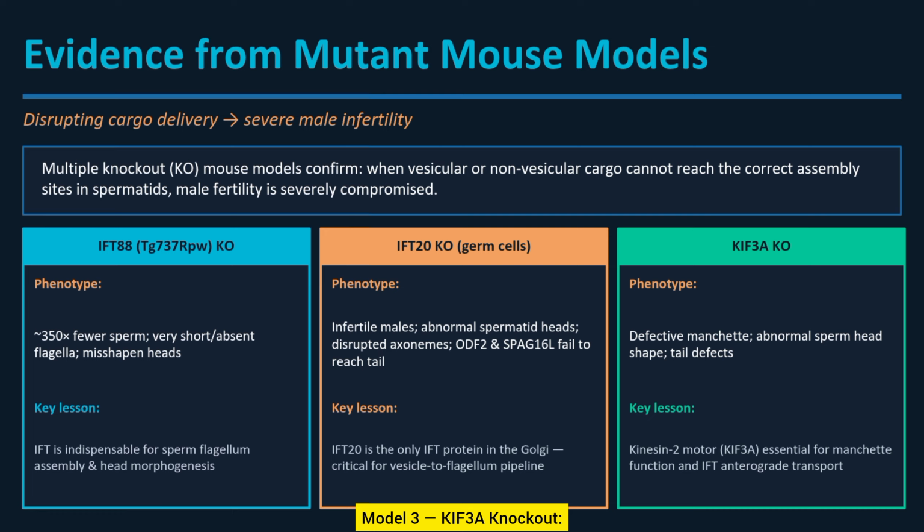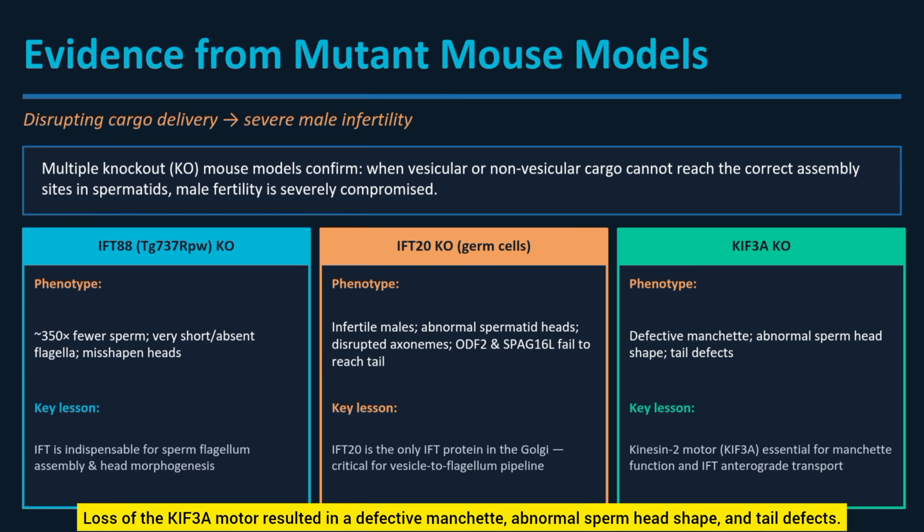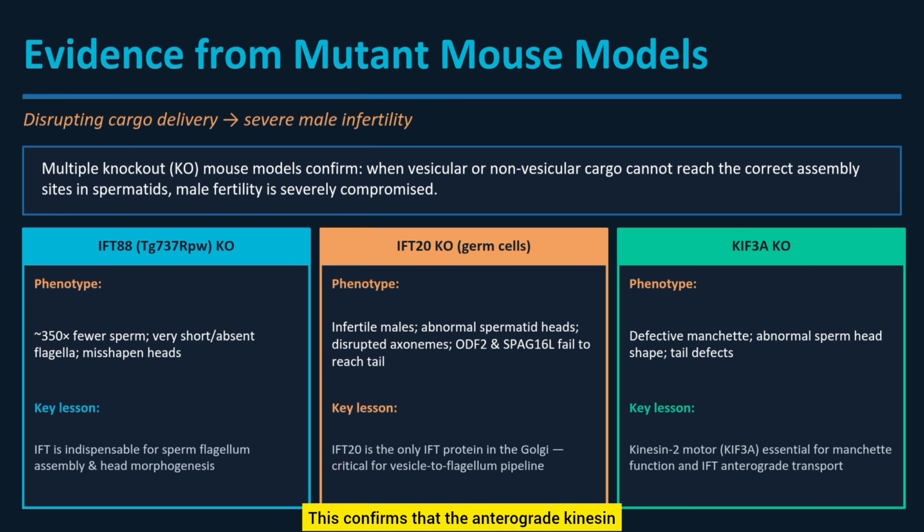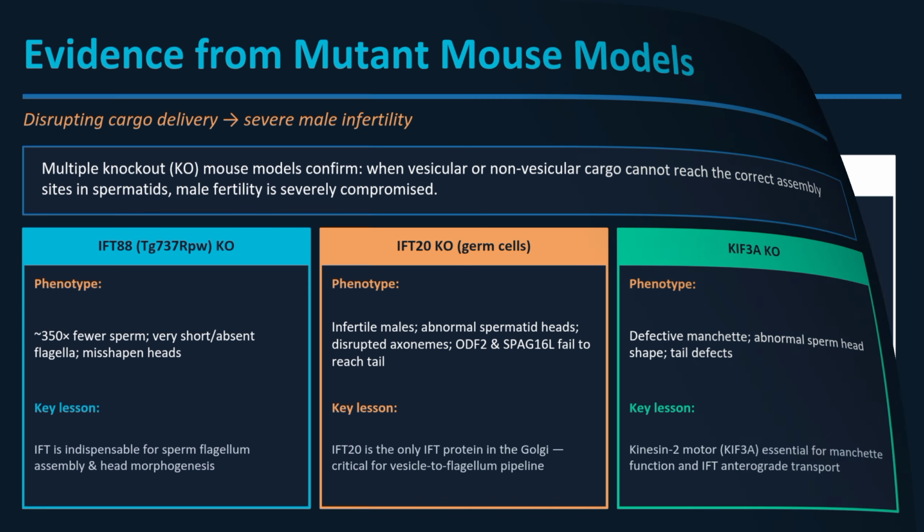Model 3, KIF3A knockout. Loss of the KIF3A motor resulted in a defective manchette, abnormal sperm head shape, and tail defects. This confirms that the anterograde kinesin motor KIF3A is critical for both manchette function and IFT-driven transport. The message from all three models is the same: disrupt the delivery, and you disrupt the sperm.